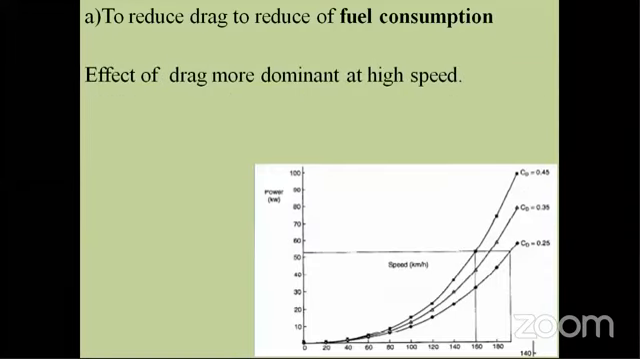Now we'll understand when the drag is dominant. If you see the graph, it is more dominant at high speed rather than at low speed. If you run at 40 kilometers per hour, aerodynamics is not much important. But if you run at 60, 80, 100 kilometers per hour, drag is dominant, and it will have an effect on the power consumption.